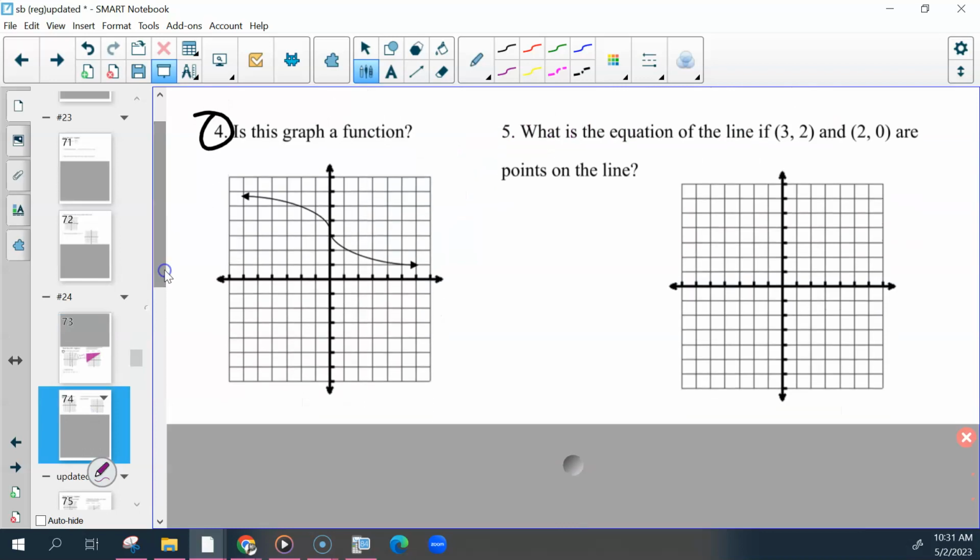Number 4, is this graph a function? You can use the vertical line test. Draw in vertical lines. If at any point one of the vertical lines touches your function more than once, it is not a function, but that does not happen here, so this is a function. Questions on that one? Any other questions we have on the shark bite?